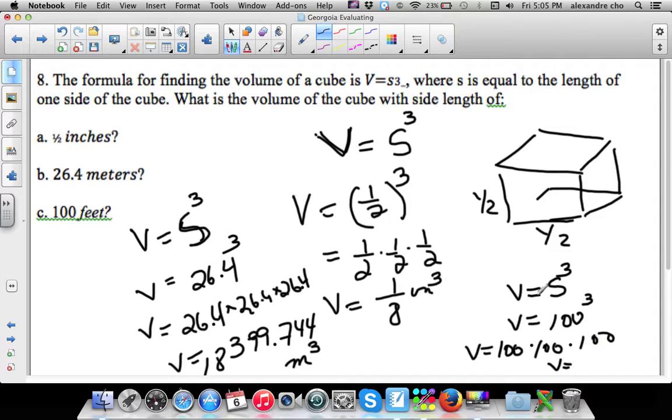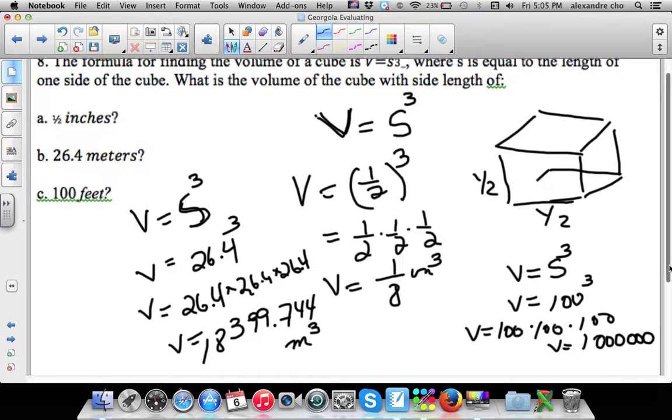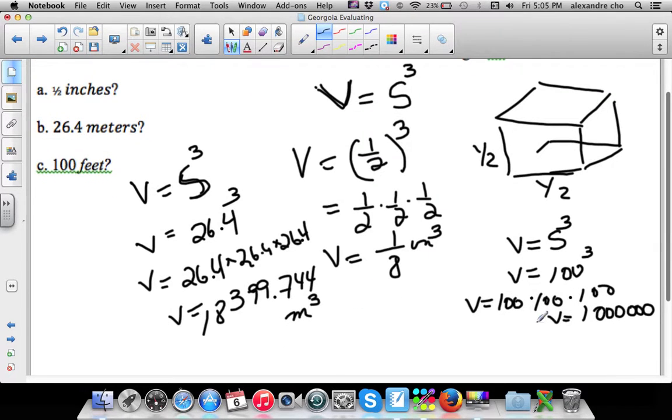1 million. 1, 2, 3, 4, 5, 6. So yes, it's 1 million. And 1 million what? Let me just lower this a little bit. You can get that. It's 1 million. Let's not forget the unit. 1 million feet, and because it's volume, it's feet cubed. Okay, now I can completely understand what went wrong.